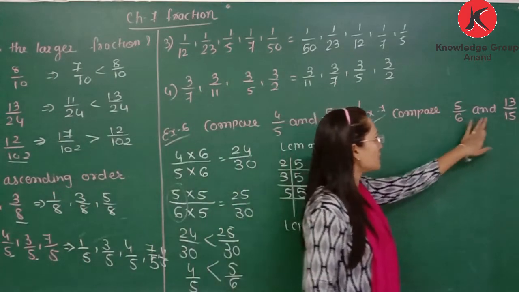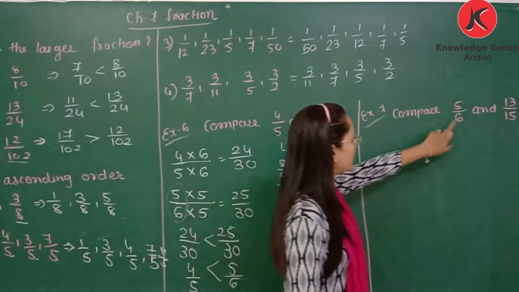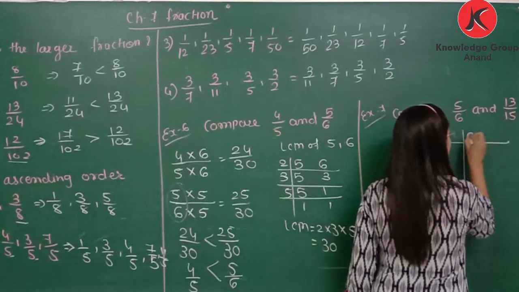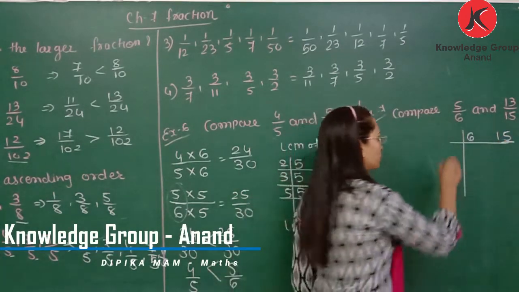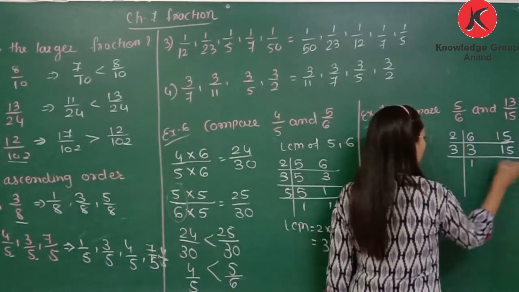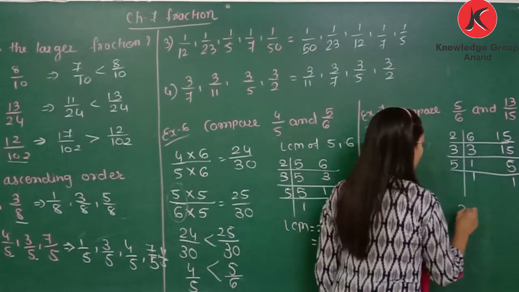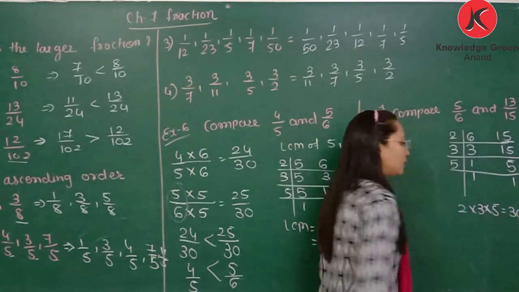Compare 5 by 6 and 13 by 15. So here what we need to do? Take the LCM of 6 and 15. So 6 and 15. Now we start with 2. So 2 3s are 6. 15 as it is. Now 3 1s are 3 and 5 3s are 15. 5 1. So again you can see LCM is 30.